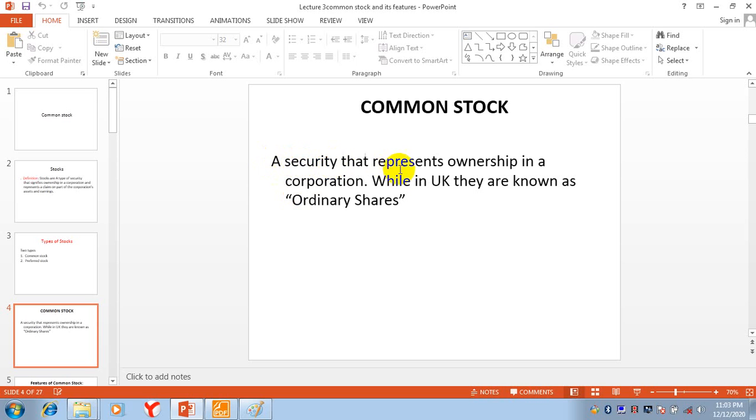Now, common stock: a security that represents ownership in a corporation. What is a common stock? This is a security representing ownership in a corporation. If you purchase 1 share, you have ownership of $10, just like in our previous example, $10 ownership in this company. In the UK, they are known as ordinary shares, and mostly we call them ordinary shares in the UK.